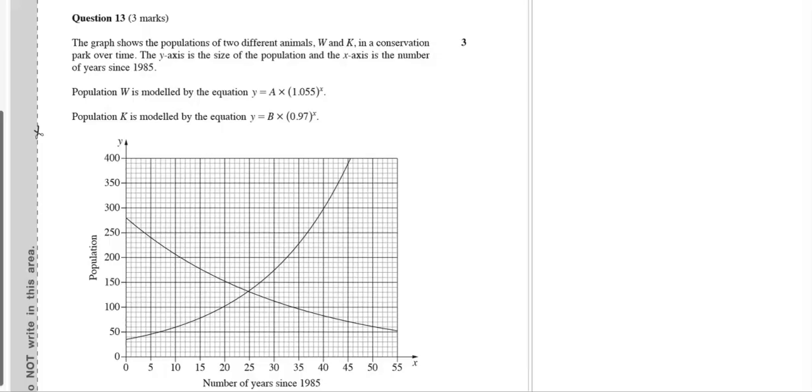So straight away I can see from the structure of those formulas that this is the one which is growing and this is the one which is decaying, because the base value is either greater than 1 or less than 1. So this must be the line y equals b times 0.97 to the x, and this line must be y equals a times 1.055 to the x.